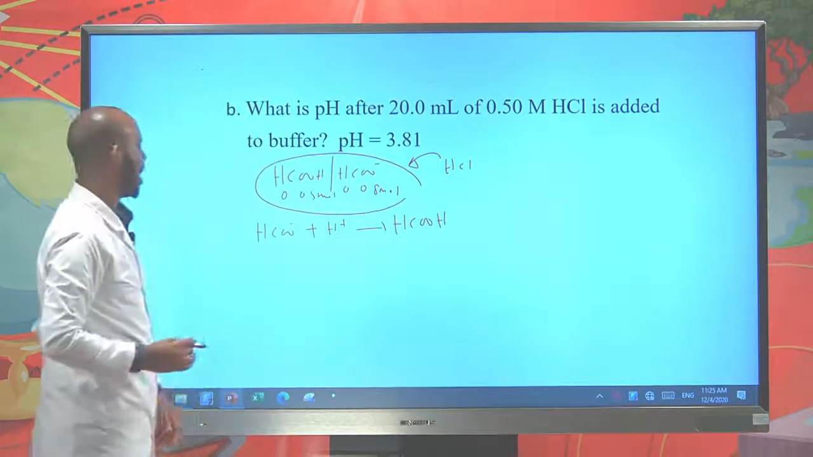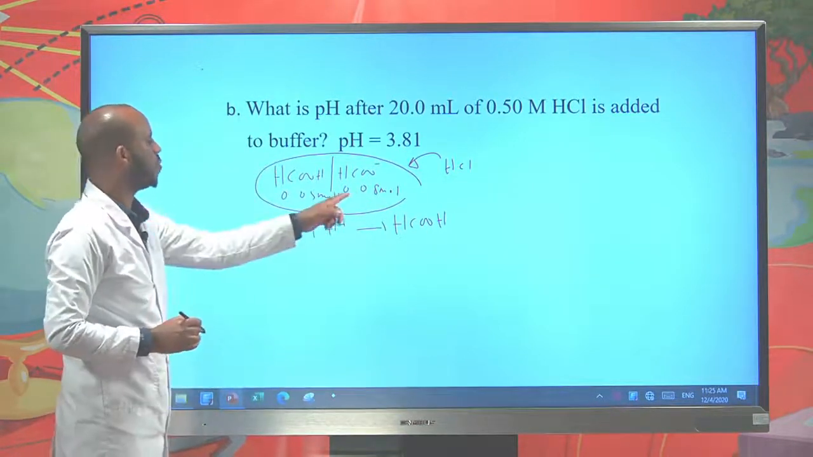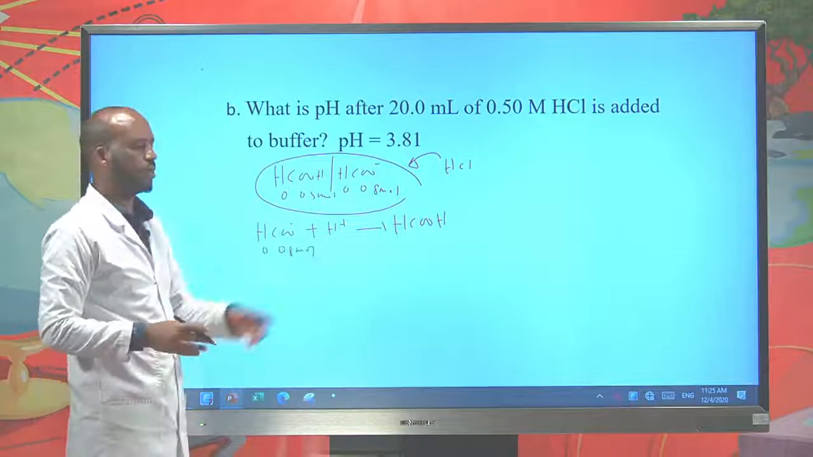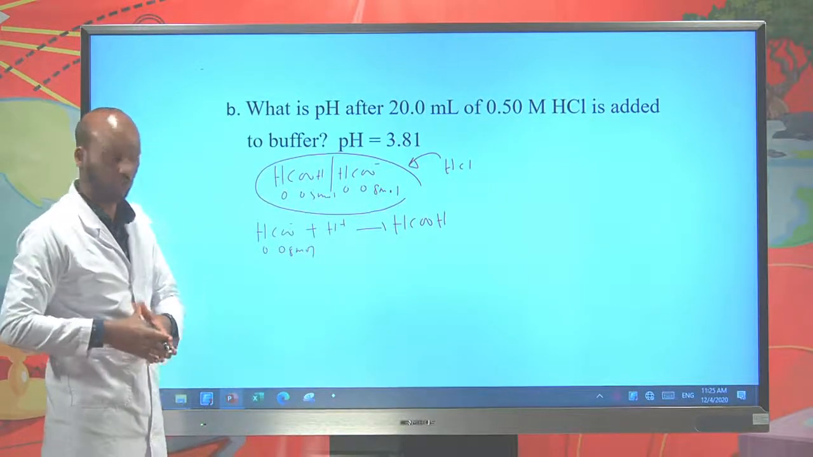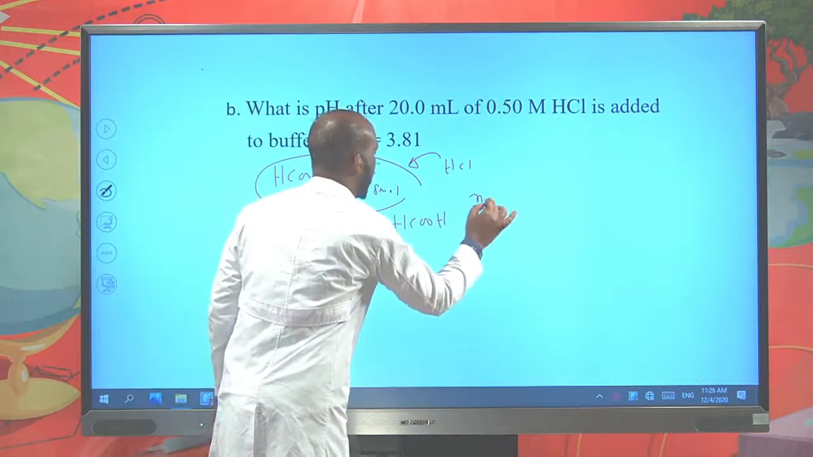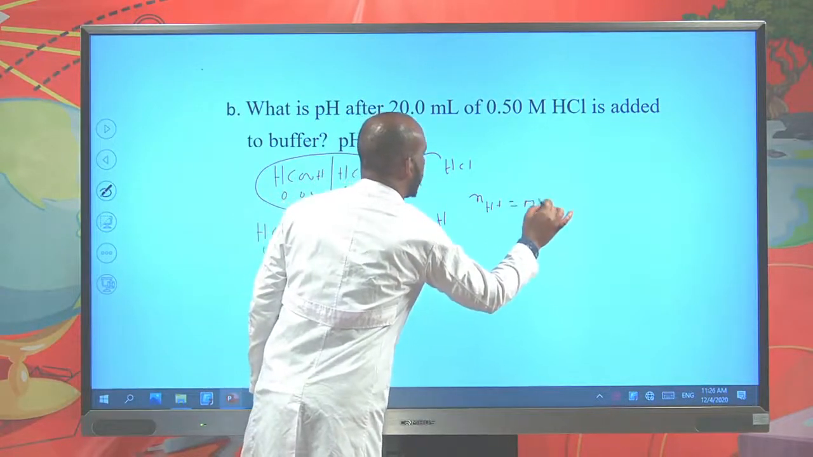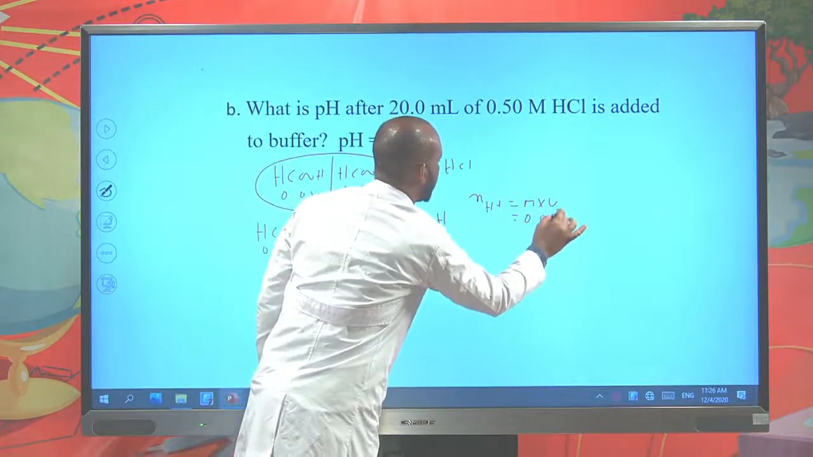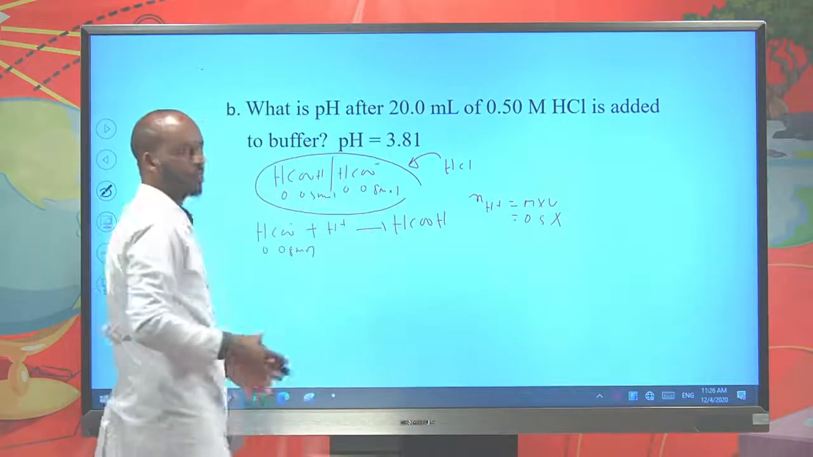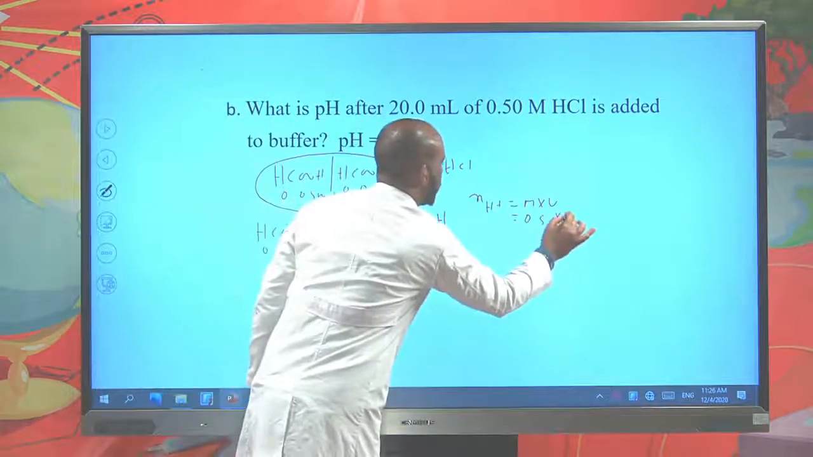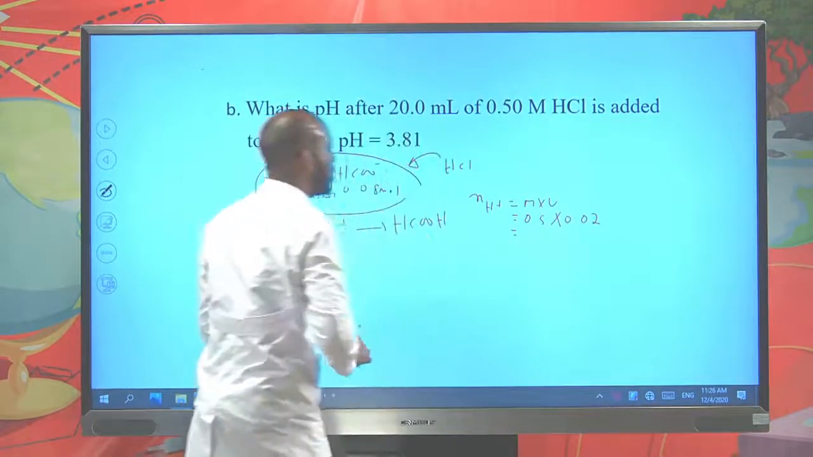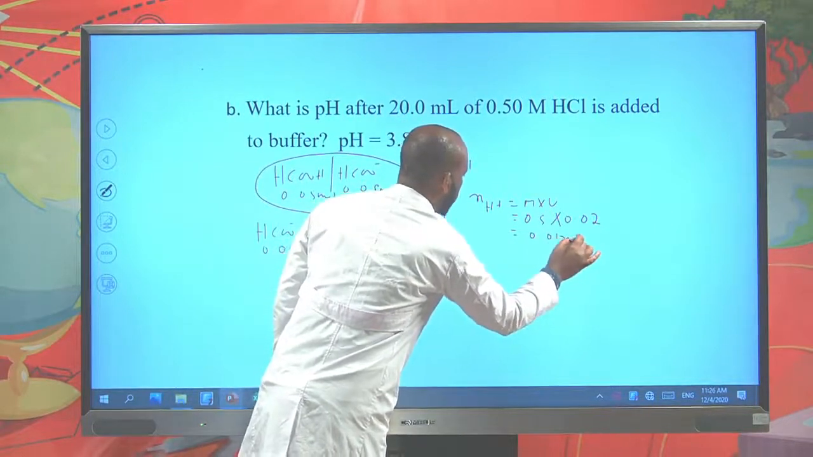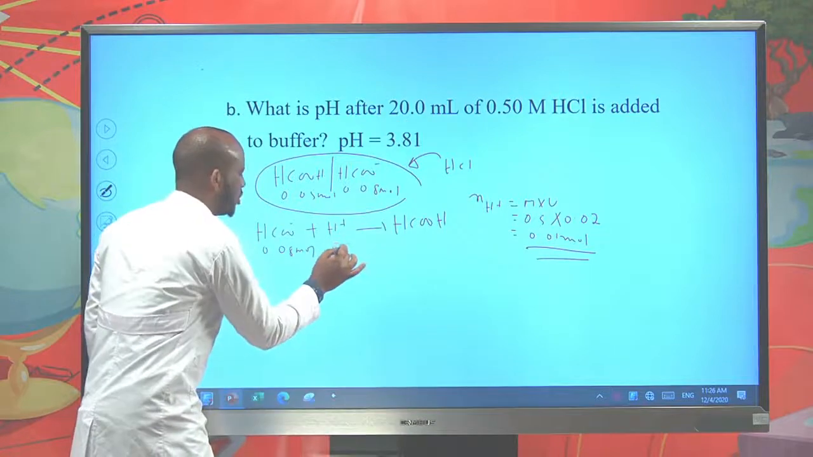HCOOH. Amount of formate that reacts with the acid is 0.08 mole. Number of moles of H plus is molarity times volume. Molarity of the added acid is 0.5 mole per liter times volume, 20 milliliter, in liters 0.02. This is 0.01 mole.